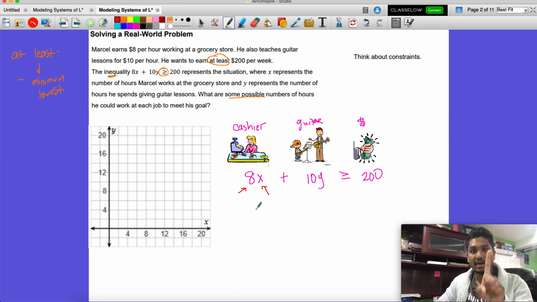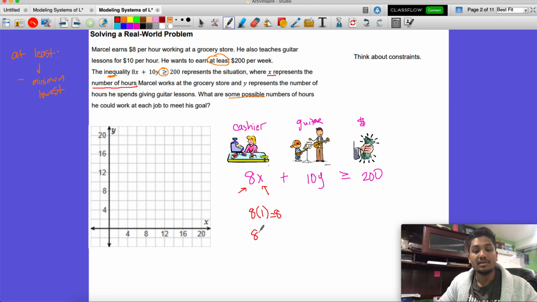If I work 1 hour and I'm making $8 per hour, how much money do we get at the end of that 1 hour? $8. And if we were to substitute the x, because x represents the number of hours, 8 times 1 would actually give us 8.